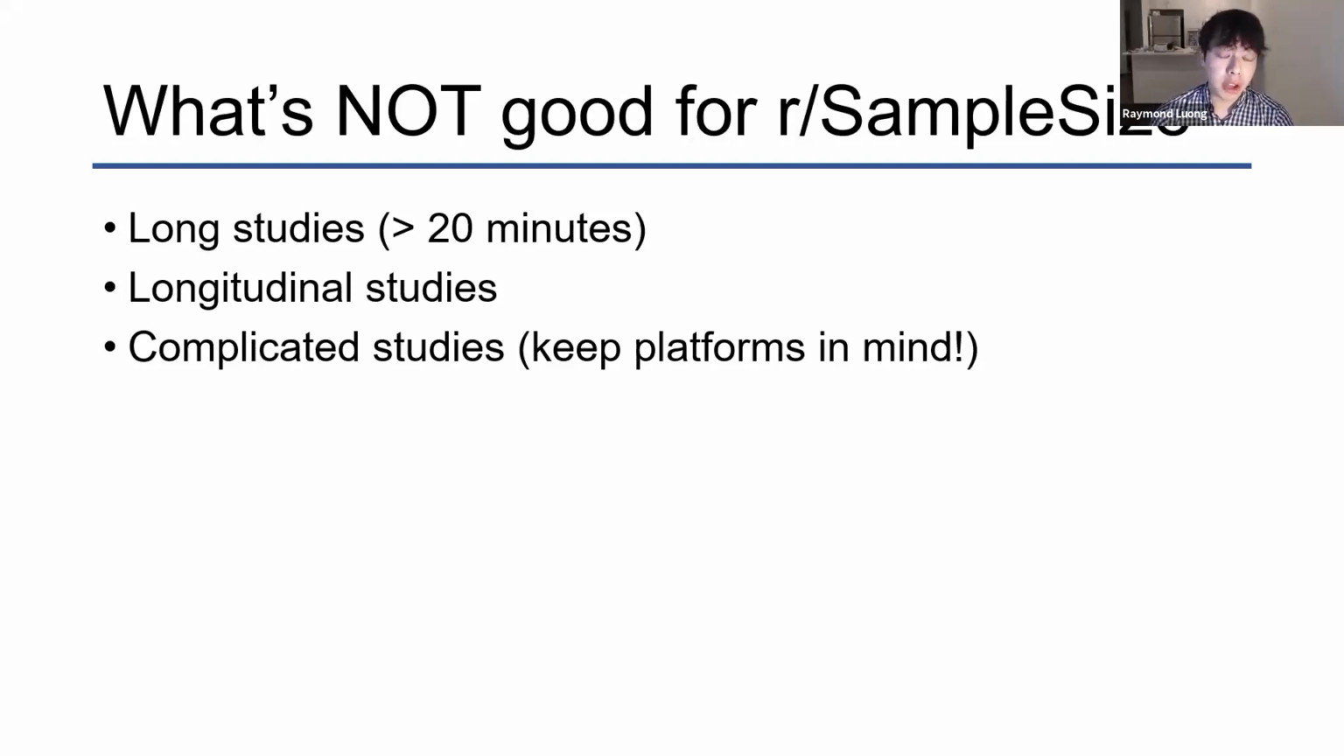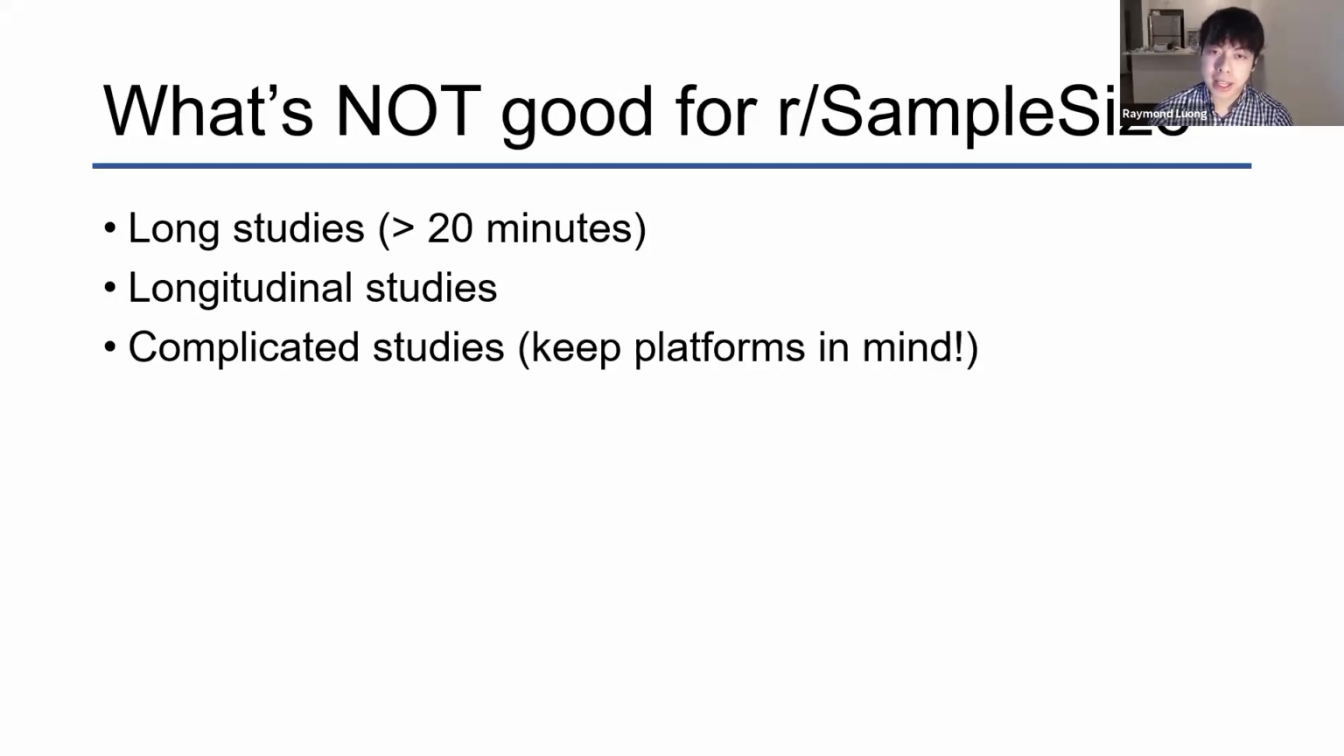And the third thing is complicated studies. This is also an issue that can be shared by other platforms like MTurk, but we have to keep in mind the kinds of people who are using the platform when they're going on Reddit to just view posts and such. People might be on their phones, their tablets, they're not sitting at their computers all the time. They might be commuting and just reading things or want to answer a survey.